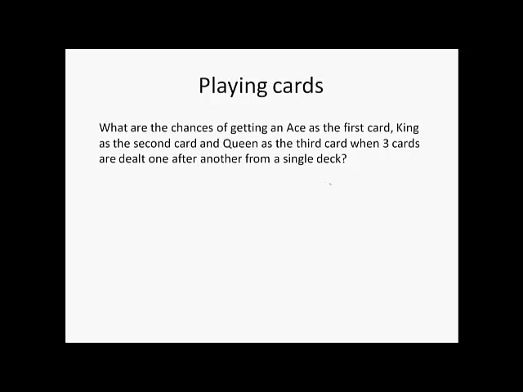Now, what are the chances of getting an ace as the first card, the king as the second card, and the queen as the third card when 3 cards are dealt one after another from a single deck? Well, here I calculate the probability of the first card being an ace, the probability of the second card being a king, and the probability of the third card being a queen. Now, initially the entire deck of 52 cards is available to me, and there are 4 aces in the deck. So the probability of the first card being an ace is 4 by 52.